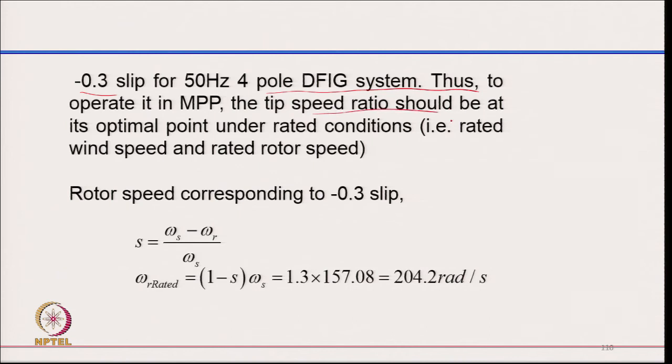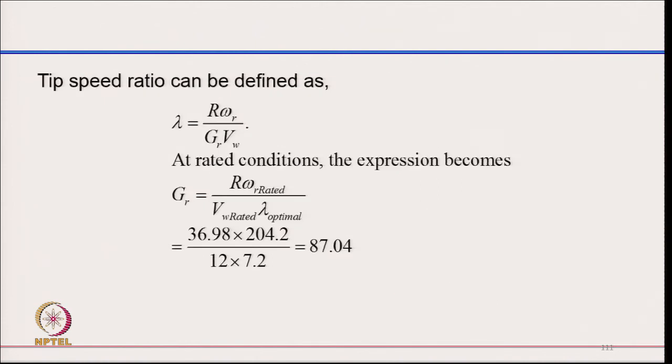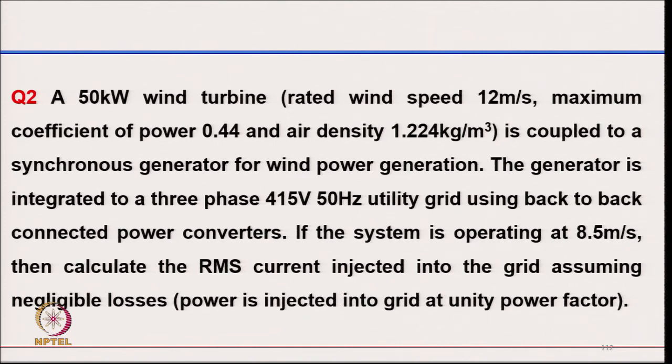To operate at MPPT, the tip speed ratio should be optimum. So, from this slip relation we are able to get the rated speed, and we get the speed of the machine as 204.2 radian per second. The speed ratio can be calculated from the radius, the rotor speed and the wind velocity, and the coefficient. Putting in the values, the gearbox ratio comes to 87.04.